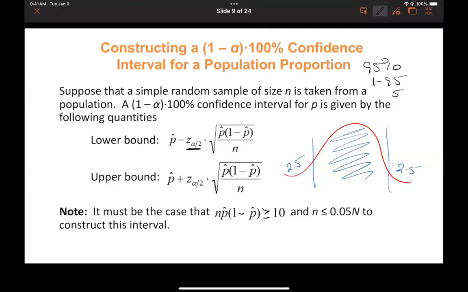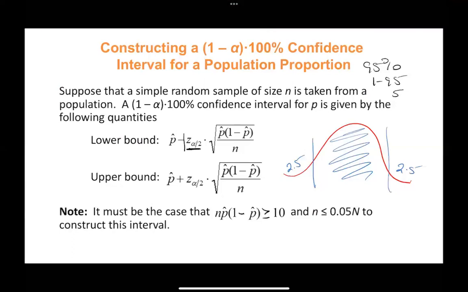So I have to cut this in half, because half of that 5% is above my interval and half of that 5% is below my interval. So I would have to look for z-scores. That's what this is right here. I would have to look for a z-score for 0.975 or 0.025. So I would need to look for those because I'm the middle 95%.